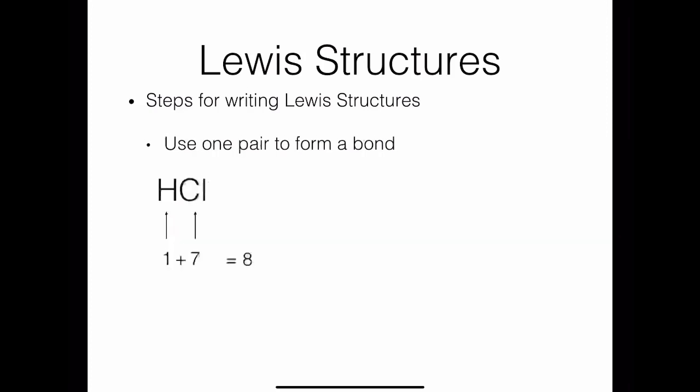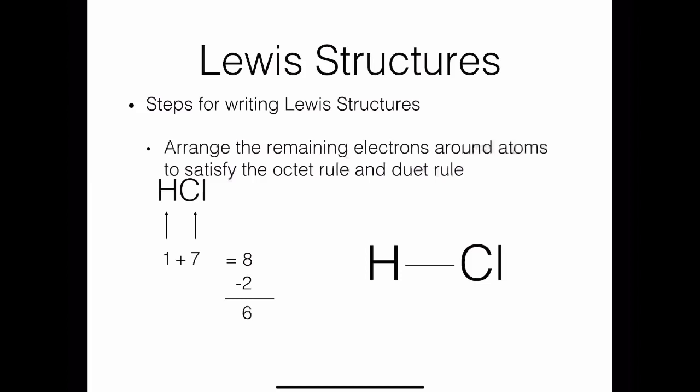Now, what you're going to do with this is use 1 pair of those electrons to form a bond, because we have to bind them together. We have to show what's holding them together. That takes 2 electrons, 1 from each of them. And then after this, we're left with 6. What do we do with those 6? We arrange the remaining electrons around atoms to satisfy the octet and the duet rule. If we recall, hydrogen follows the duet rule. It's in that first row of the periodic table. It only wants a total of 2 electrons.